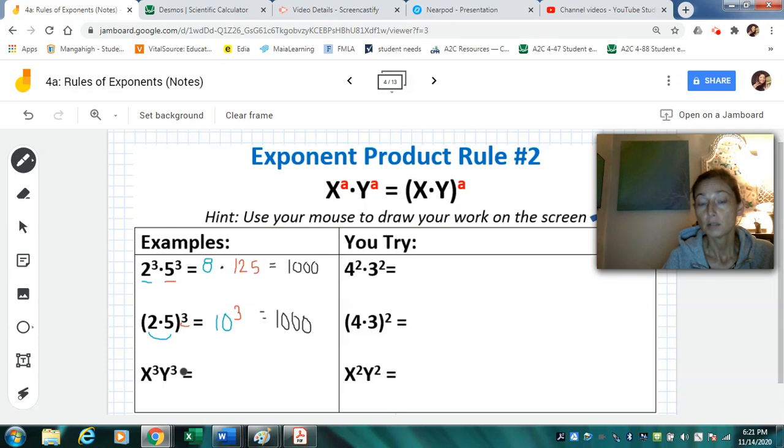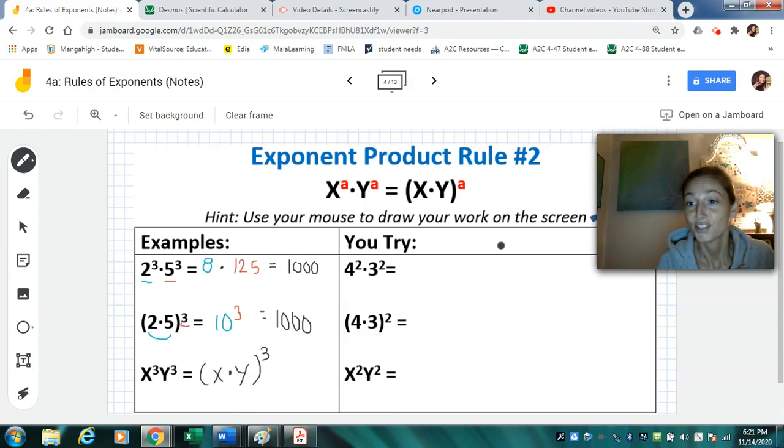Now you can also do this with variables. So if I have x cubed, y cubed, those two things are being multiplied and they have the same exponent on them. And so because they have the same exponent, I can simplify that to x times y, cubed. All right, and similarly, if I had x times y to the 5th, I could write that as x to the 5th times y to the 5th.